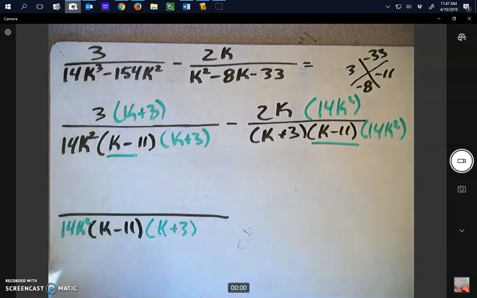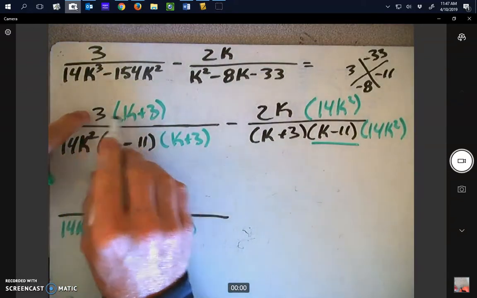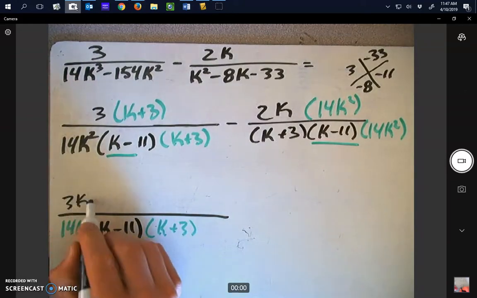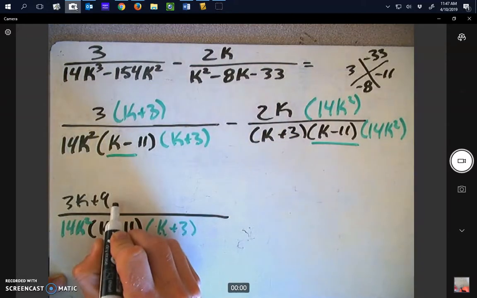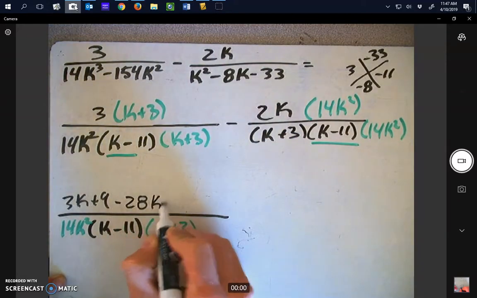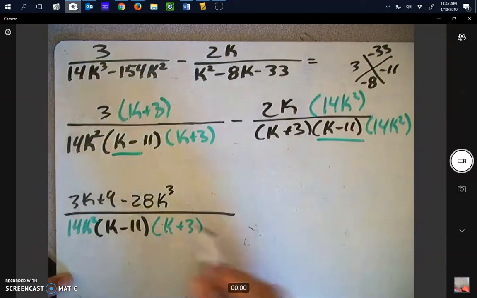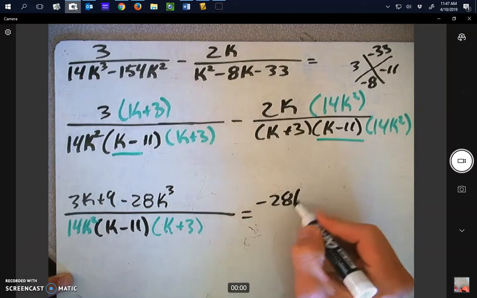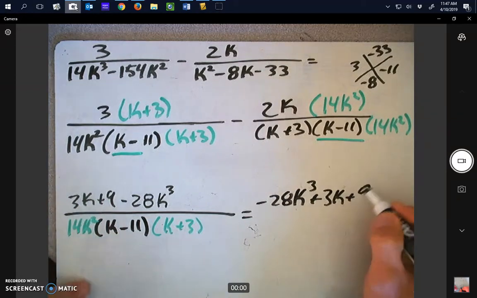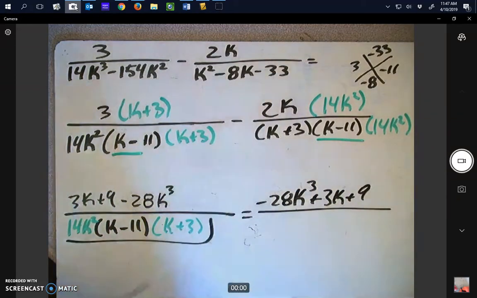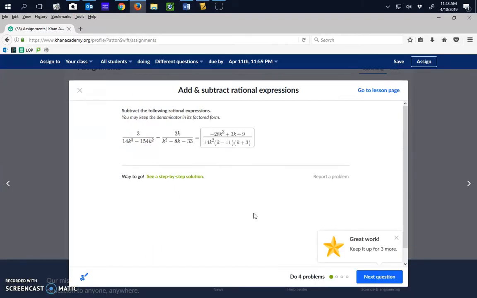All right. Now we have to just do the numerator. So we're going to distribute the 3. So we get 3k plus 9. We have a negative 2k times 14k squared, which turns into negative 28k cubed. And you can rewrite this with the negative 28k cubed out front, plus 3k plus 9 all over this denominator. So I will put that in. All right, I put the answer in and I hit next and it's right. So moving on. Next question.